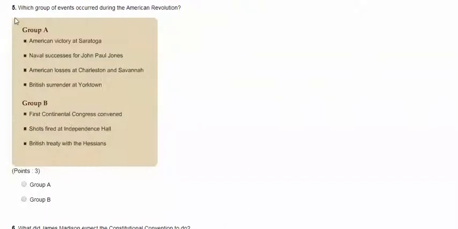Number 5, which group of events occurred during the American Revolution? Was it Group A, that includes American victory at Saratoga, naval successes for John Paul Jones, American losses at Charleston and Savannah, and British surrender at Yorktown? Or would it include items and events in Group B? First Continental Congress was convened, shots fired at Independence Hall, and the British treaty with the Hessians. Was it Group A or Group B?